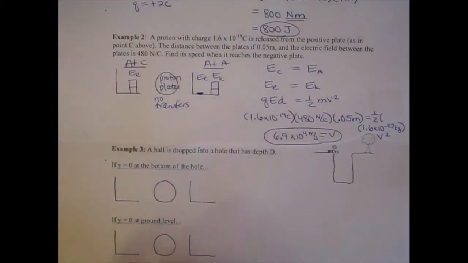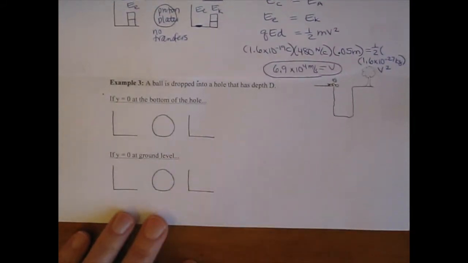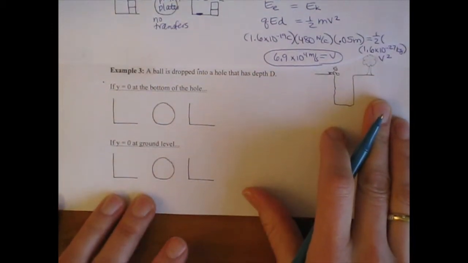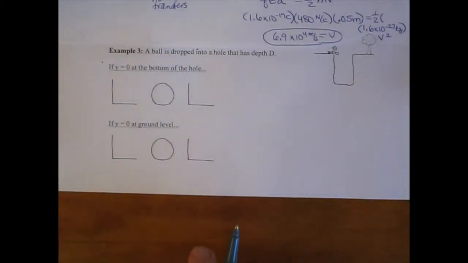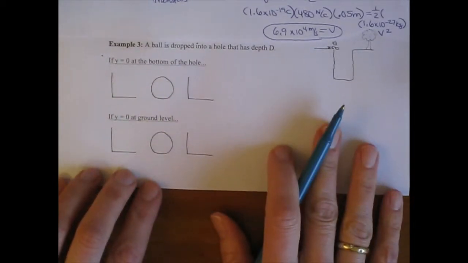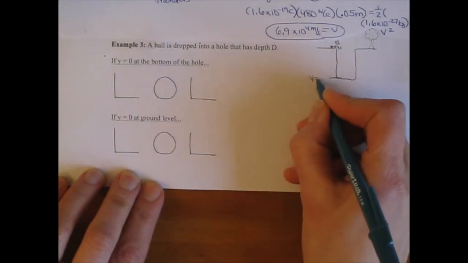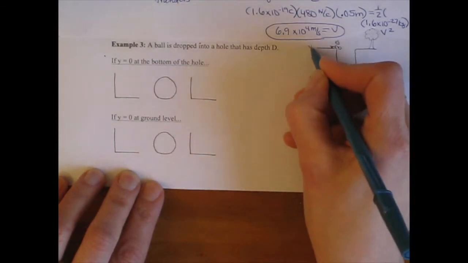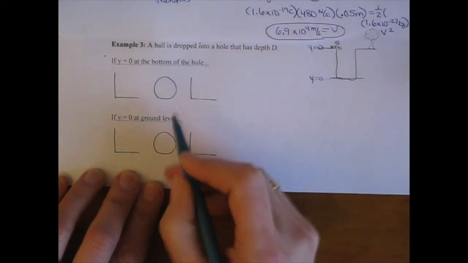Okay, example 3. This will prepare us for dealing with objects that have a negative charge between the plates. So this is an example with gravitational potential energy, but bear with me, it will prepare you for what comes next. A ball is dropped into a hole that has a depth d. So what we're going to look at here is two different places where we could put our y equals 0. Usually we put y equals 0 at the lowest point, but in this situation we want to look at what happens if we put it at the lowest point and what happens if we put it at the top of the cliff. So let's work this out.